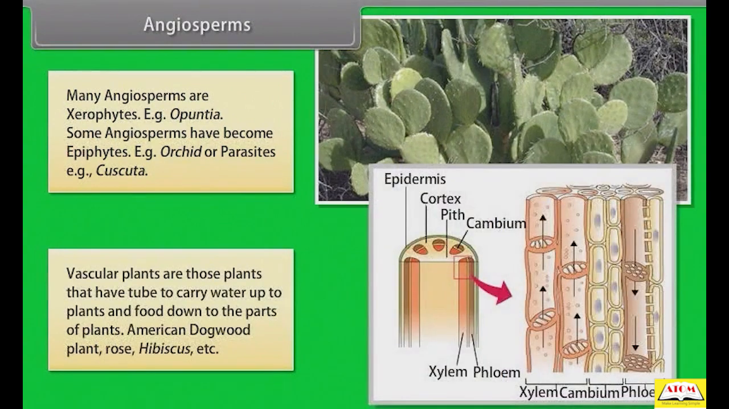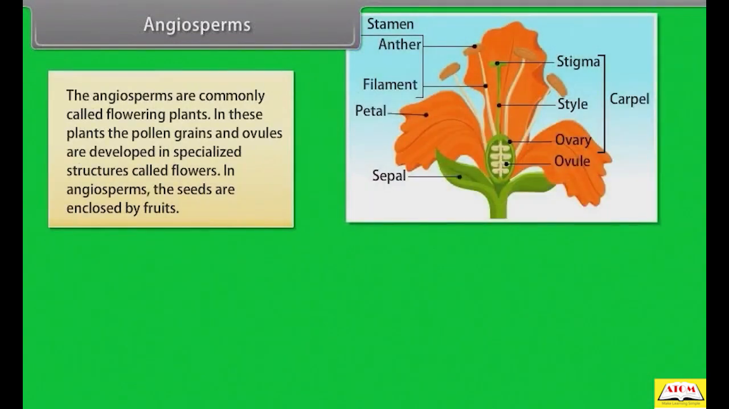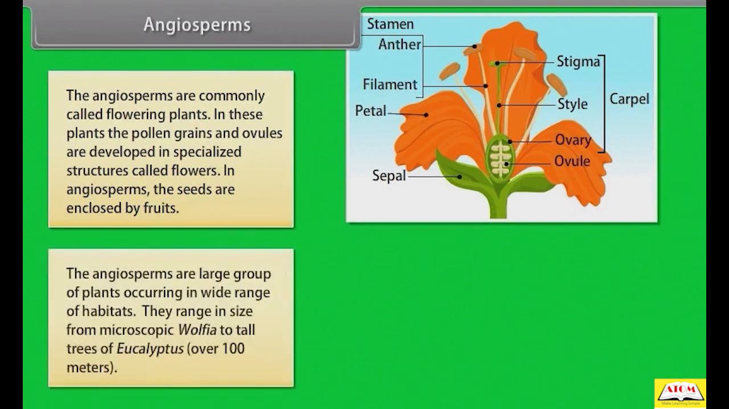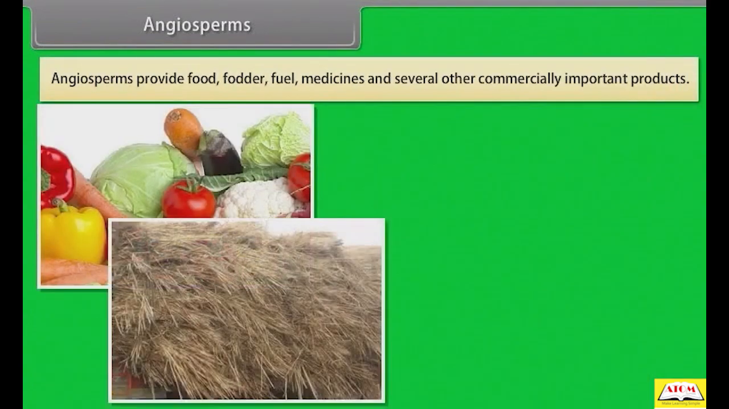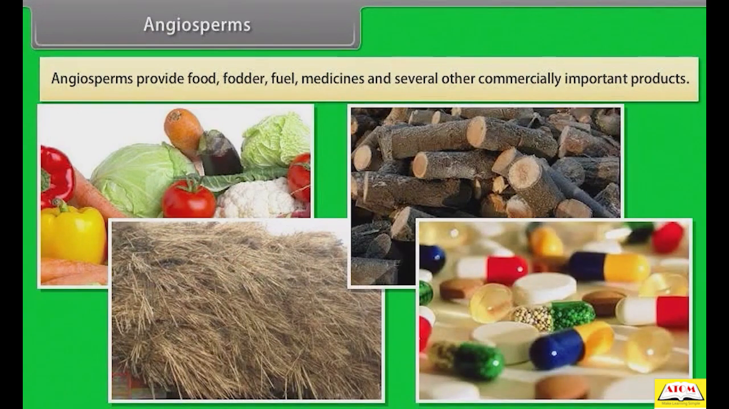Vascular plants are those plants that have tubes to carry water up to the plant and food down to the parts of the plant, for example American dogwood, rose, hibiscus, etc. The angiosperms are commonly called flowering plants. In these plants, the pollen grains and ovules are developed in specialized structures called flowers. In angiosperms, the seeds are enclosed by fruits. The angiosperms are a large group of plants occurring in a wide range of habitats. They range in size from microscopic Wolffia to tall trees of Eucalyptus over 100 meters. Angiosperms provide food, fodder, fuel, medicines, and several other commercially important products.